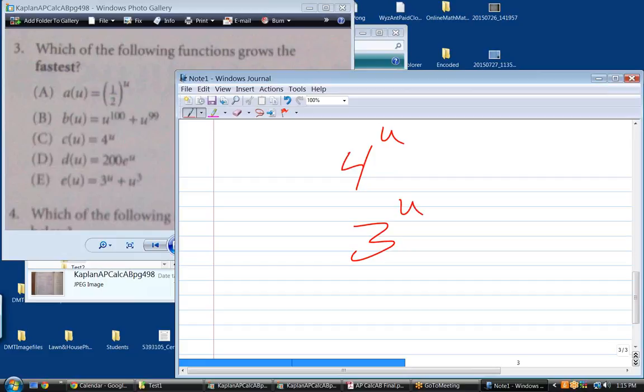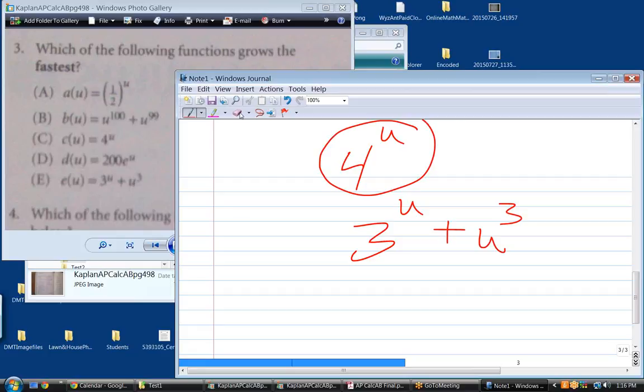4 to the u? Correct. Even though the 3 to the u has a u to the third, this is a polynomial. And when you're talking about large numbers, in other words, which grows fastest or slowest, you're always talking about the far right end of the spectrum. You know, when the numbers are really large. So this u to the 3 completely gets overridden by this 3 to the u, but this 3 to the u doesn't even come close to this 4 to the u. So that grows much faster than that.